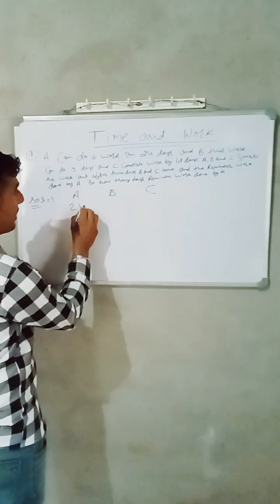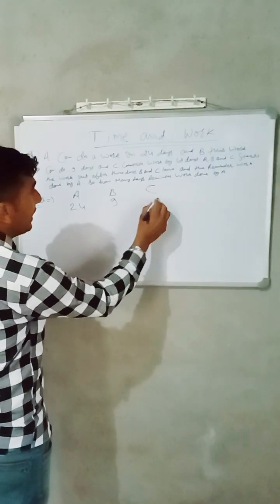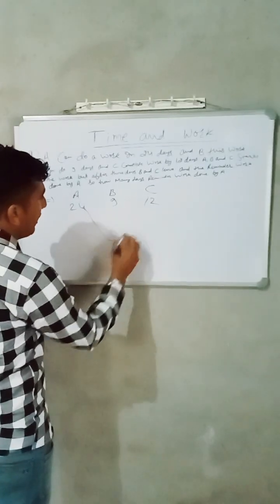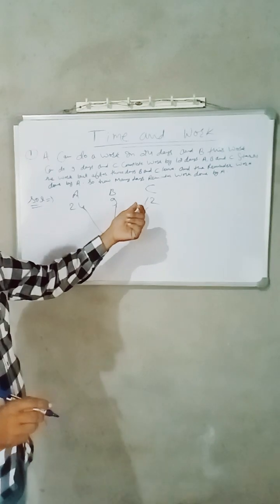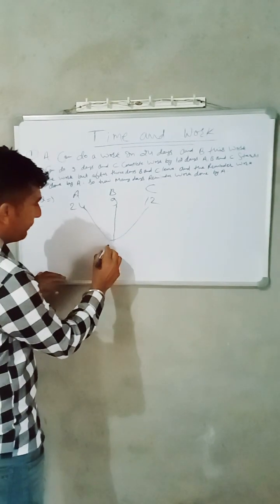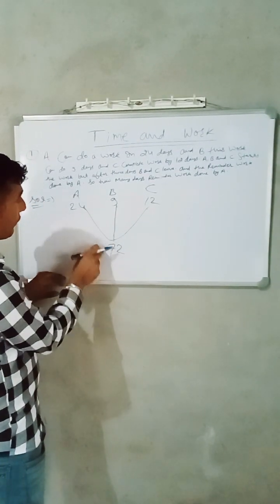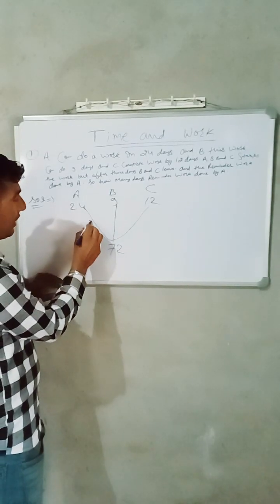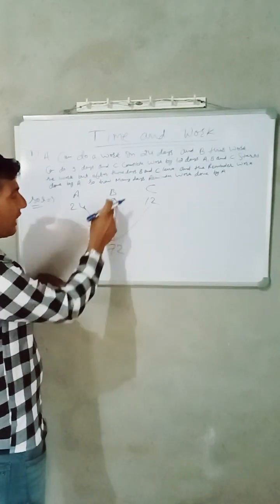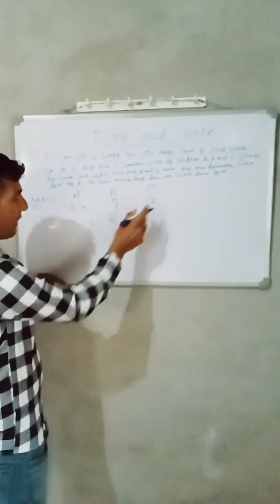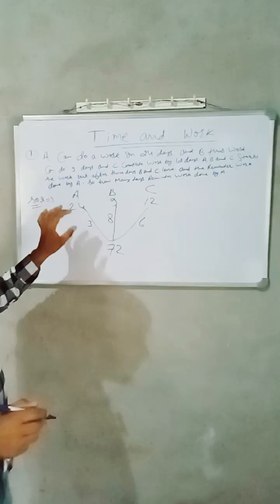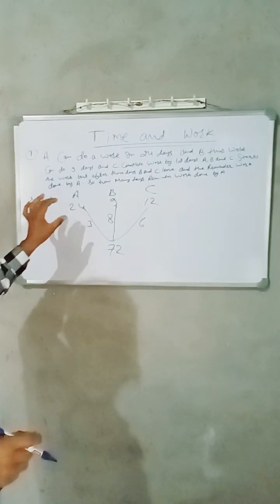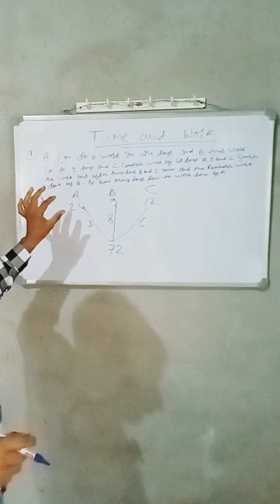So, guys, A takes 24 days, B 9 days, C 12 days. Firstly, we take the LCM. The LCM of 24, 9, 12 is 72. 72 divided by 24 is 3. 72 divided by 9 is 8. 72 divided by 12 is 6.